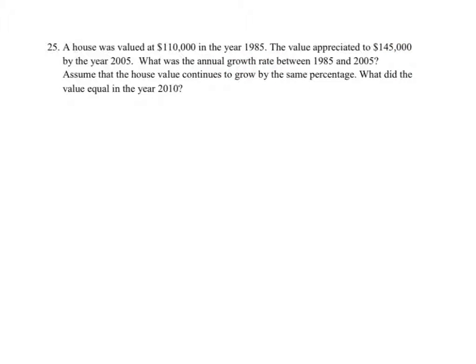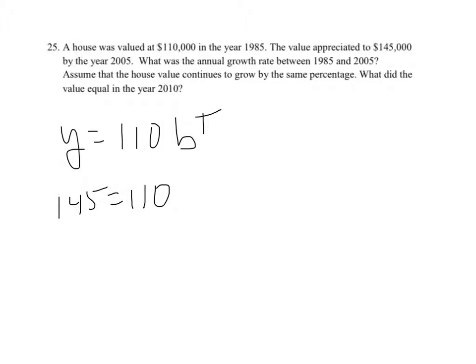So let's set up an exponential growth equation. So 110. I'm going to be lazy and just use 110. Know that my answer is going to be in thousands. Okay. Now I don't know what B is. So let's see. Then I know that it's worth 145,000 20 years later. So the same deal as the last one.